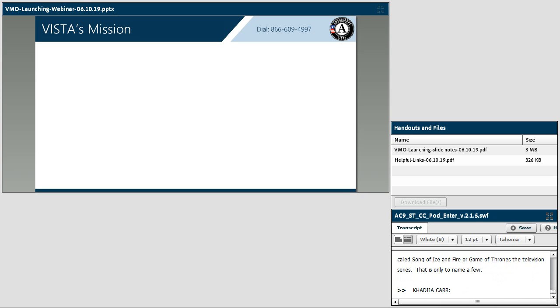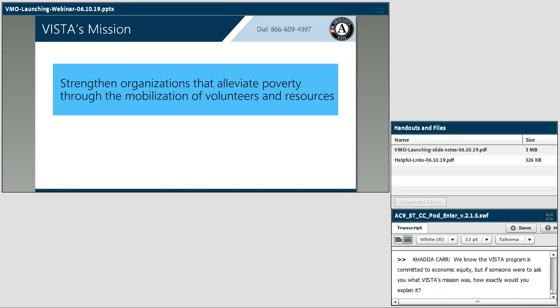We know that the VISTA program is committed to economic equity, but if someone were to ask you what VISTA's mission is, how exactly would you explain it? What really makes VISTA unique in the federal government? So we'll start with this, which is our elevator pitch. The VISTA program strengthens organizations that alleviate poverty through the mobilization of volunteers and resources.